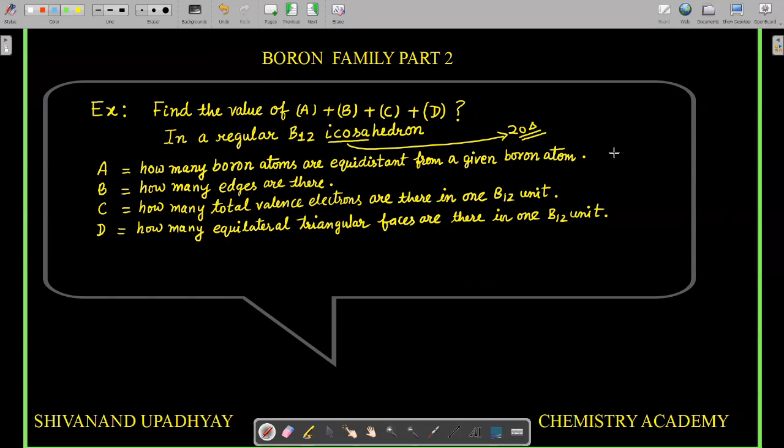एक बोरोन एटम 5 बोरोन एटम से अटैच्ड है और वो नॉर्मल बॉन्ड्स नहीं है, दे आर 3 सेंटर 2 इलेक्ट्रॉन बॉन्ड, बिकॉज नॉर्मल बॉन्ड तो केवल 2-3 ही हो सकते हैं, बोरोन की वैलेंसी 3 है. The second is how many edges are there? This can also be logically found out.